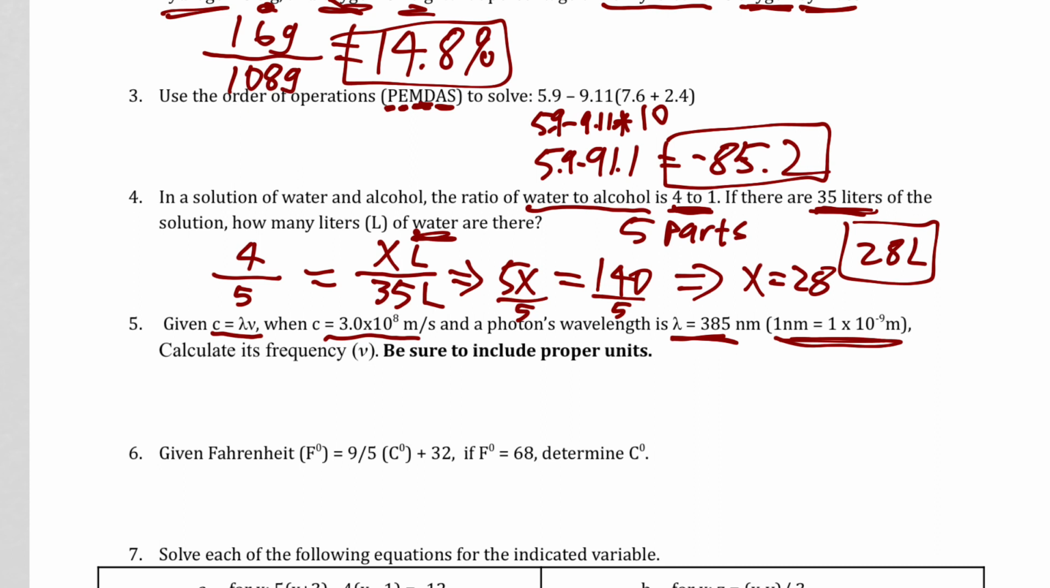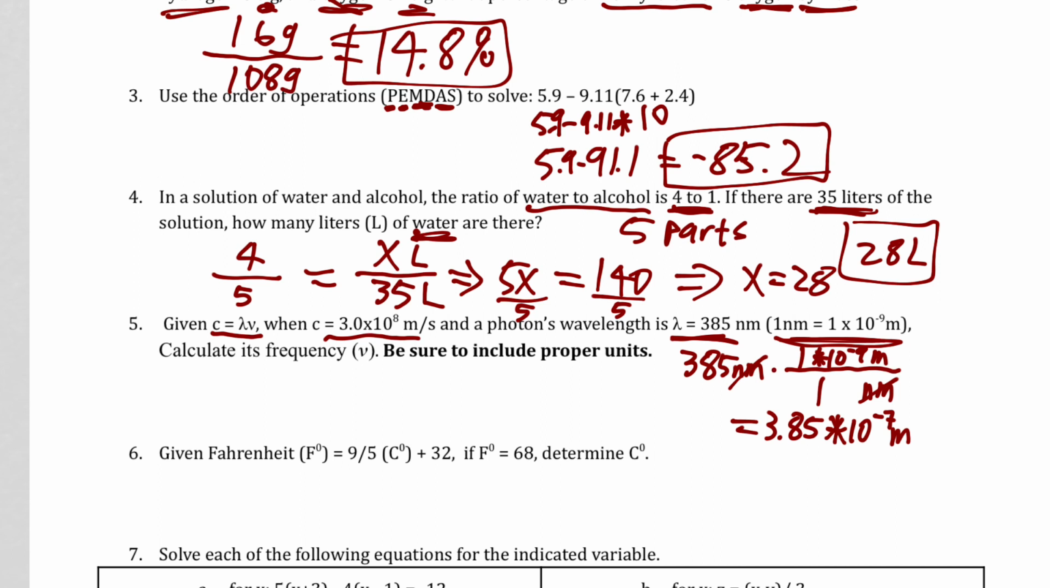So I would start there, because 385 nanometers, you can multiply that by the conversion factor with nanometers on the bottom, because that way nanometers can cancel out: 1 times 10 to the negative 9 meters. What you're going to get is 3.85 times 10 to the negative 7 meters.